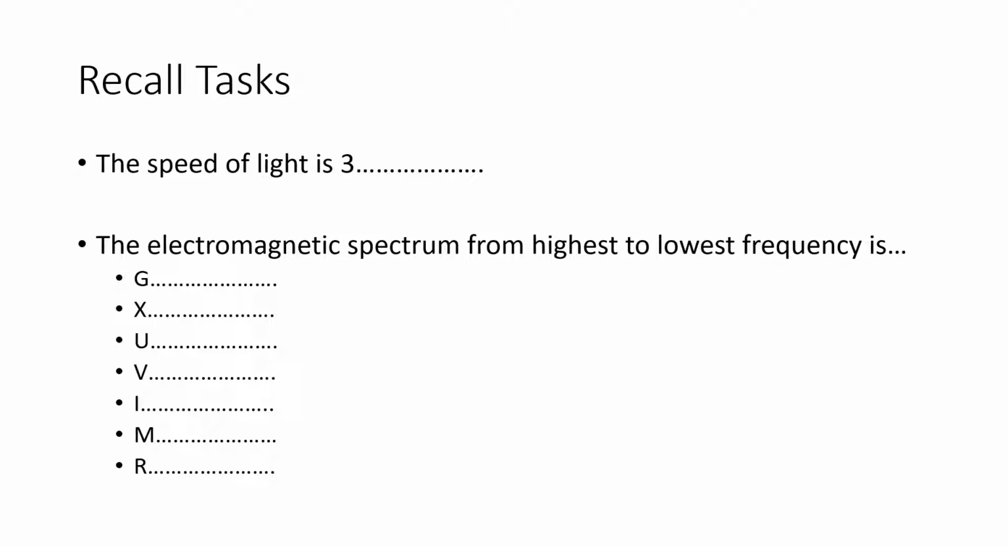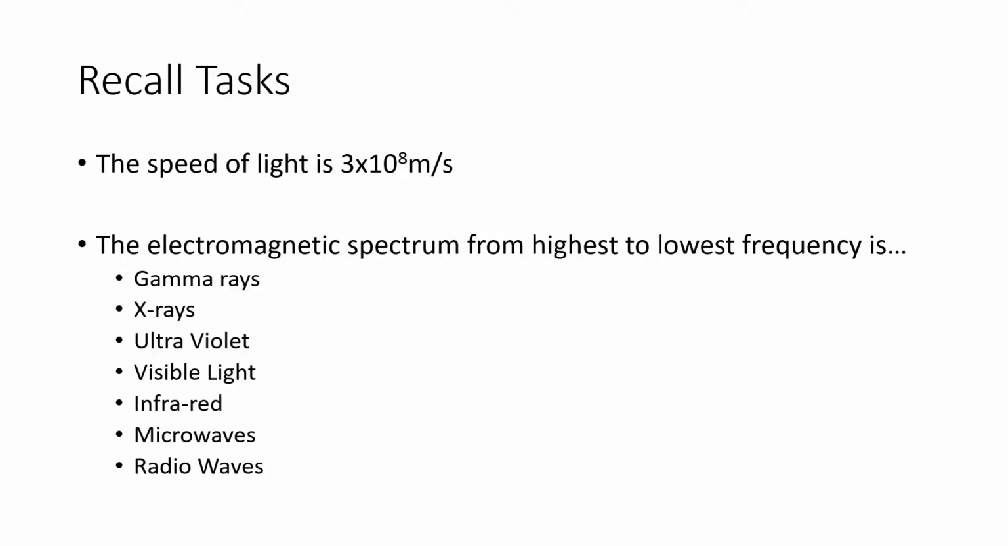So let's look at our answers. The speed of light is 3 times 10 to the 8 meters per second. That is 300 million meters per second. And the electromagnetic spectrum from highest to lowest frequency is gamma rays, X-rays, ultraviolet, visible light, infrared, microwaves, and radio waves. So gamma rays are the highest frequency and radio waves are the lowest.